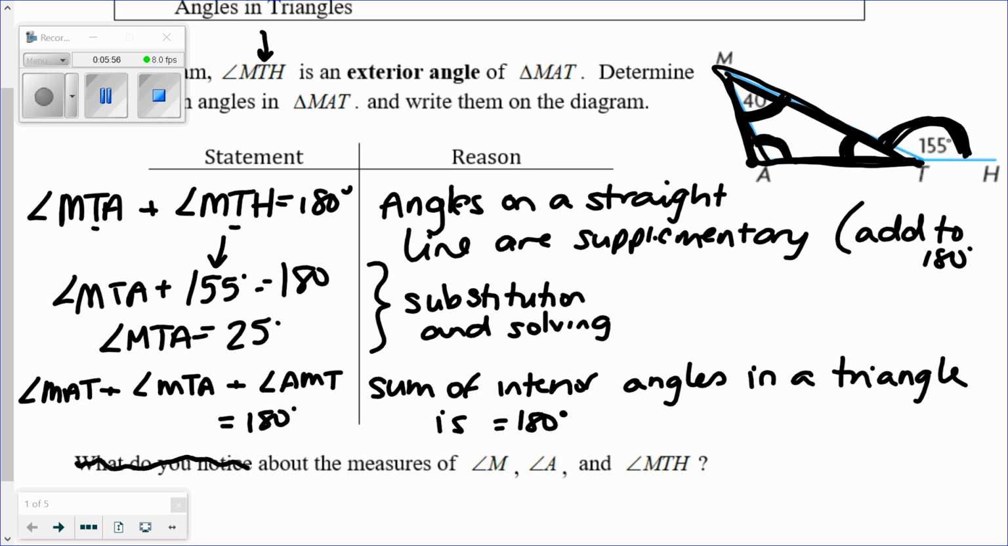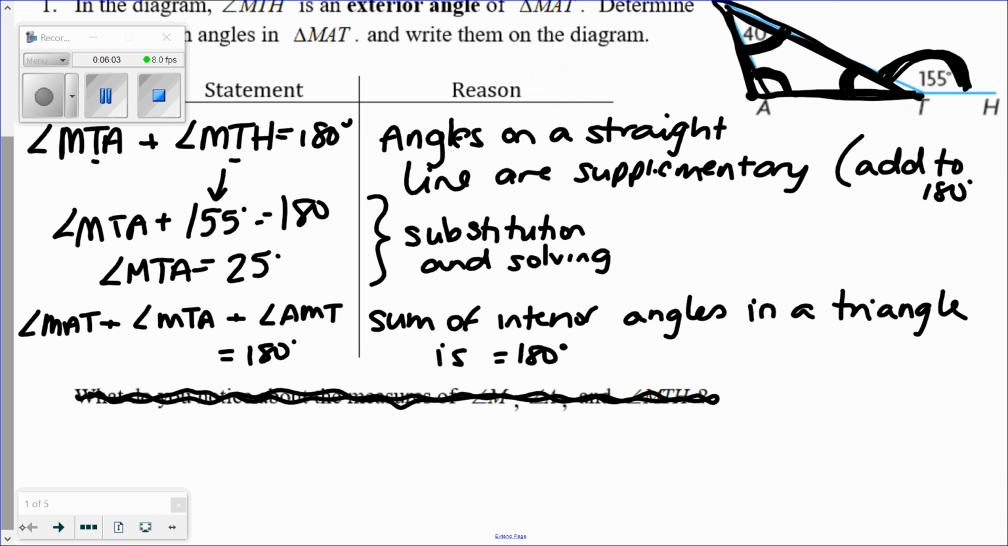We're just going to have to ignore this line for right now. So now I'll do my substitution and solving based on which pieces of information I know. Obviously I know MTA. If I look back up at my diagram, I also know angle AMT. So let's do some substitution and solving.